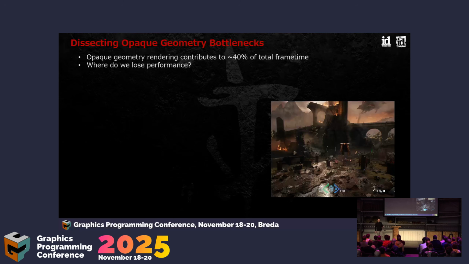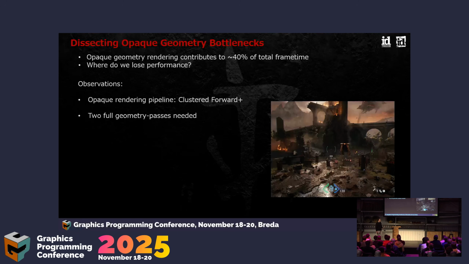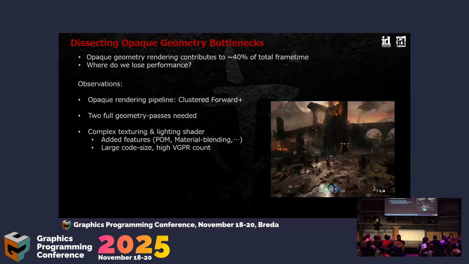Initially, we made a couple of observations. Firstly, during that time, we were still using our Forward+ rendering approach coming from idTech 7, which means we actually have 2 full geometry passes that are needed. We have one full depth prepass and another monolithic texturing and lighting shader that does all the computation, where another full geometry pass is required.